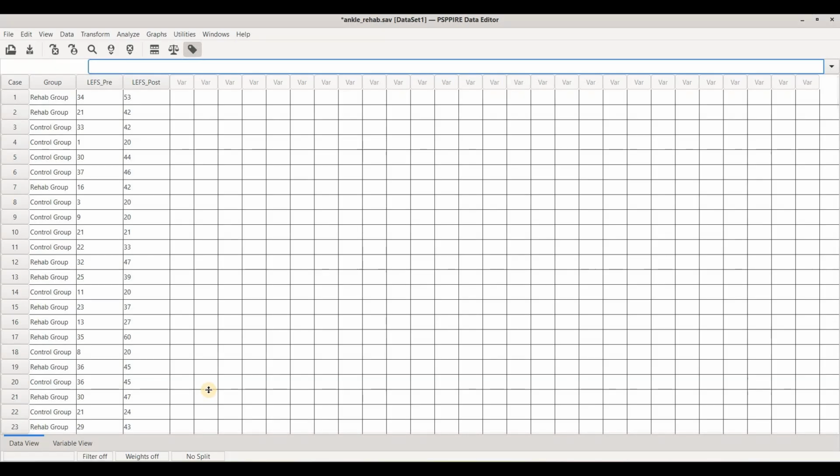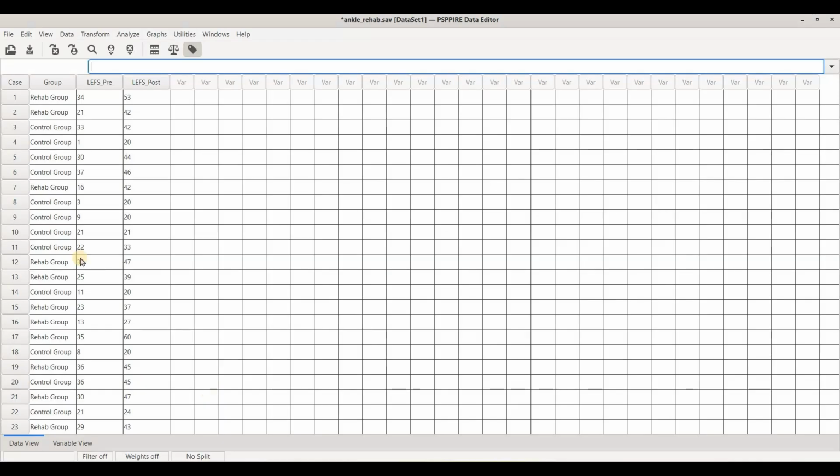Alright, so today we're going to look at how to do independent samples t-tests, and we're going to use our same data set for our ankle rehab. Right, so here we basically have two independent groups. They're not related in any way.